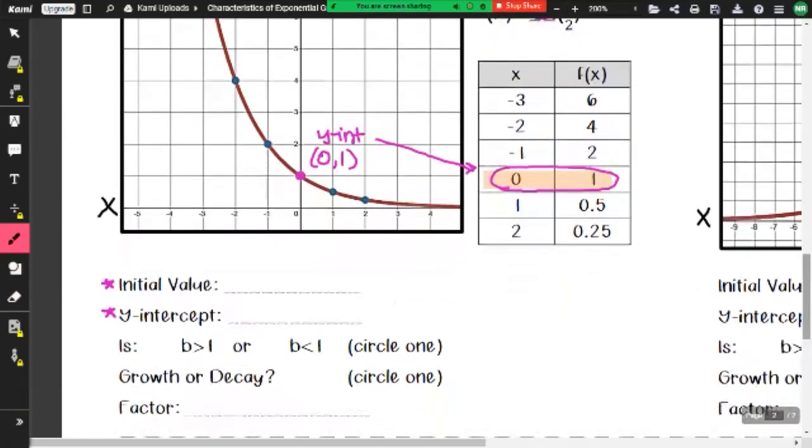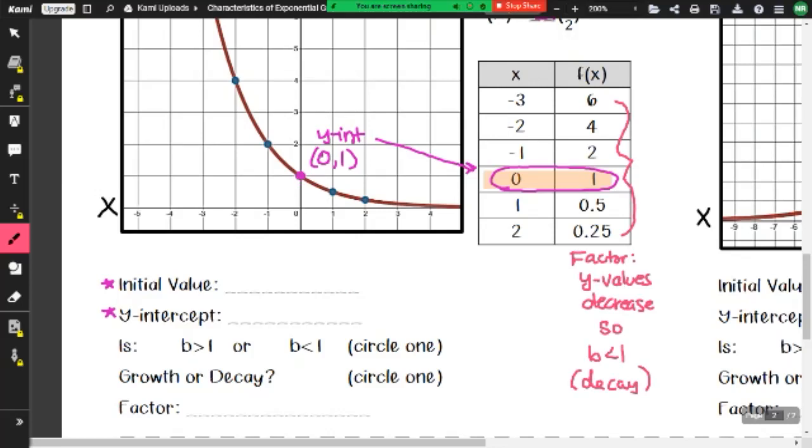Let's start with the table this time instead of the equation. Let's say we're not given an equation and all we can do is look at the table. What is happening overall in general to my numbers? They are decreasing. So as far as the factor, my y values decrease. So that means that b is less than 1. And if b is less than 1, we see what? Decay. We have decay, exponential decay.